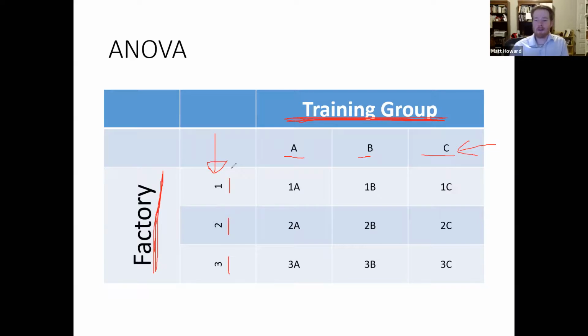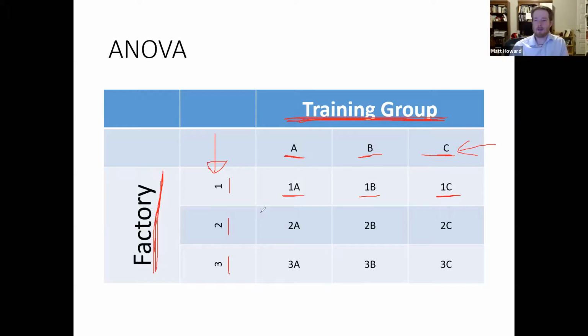For this to occur, we still have to have our separate measured outcome variable, something like a measurement of performance. But we would also have to have observations for each combination of training group and factory. So we would have to have participants that went through training group A and were in factory 1. Sorry about that. We would have to have participants that went through training B and also were in factory 1. And we would have to have participants that went through training C and were in factory 1 yet again.